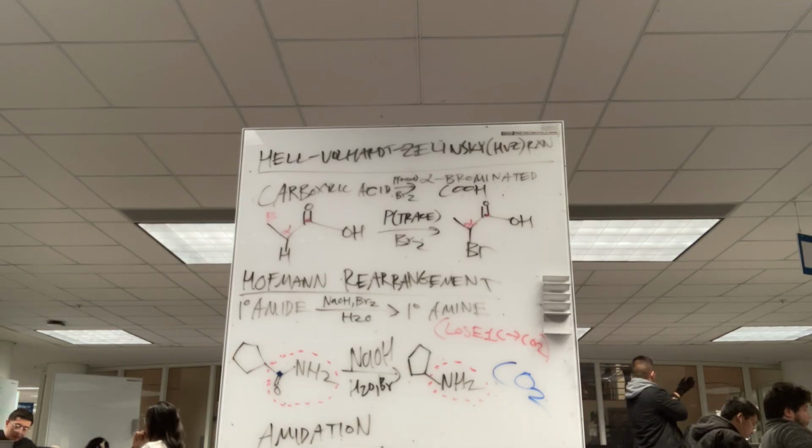So this is you remove the alpha hydrogen, you get the alpha carbon. Because that is more stable than the other one.